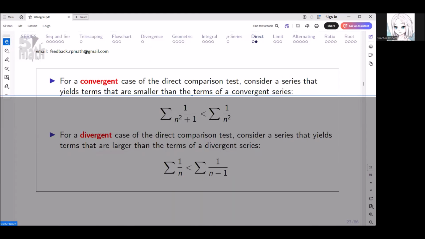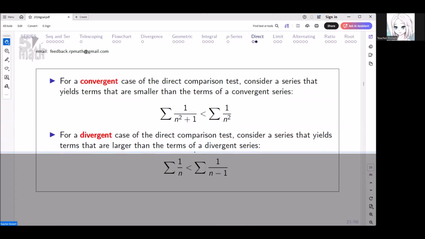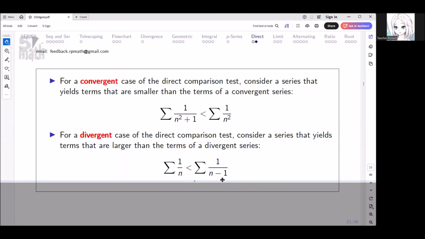For a convergent case of the direct comparison test, consider a series that yields terms that are smaller than the terms of a convergent series. We have the following. For a divergent case of the direct comparison test, consider a series that yields terms that are larger than the terms of a divergent series. And we have the following.